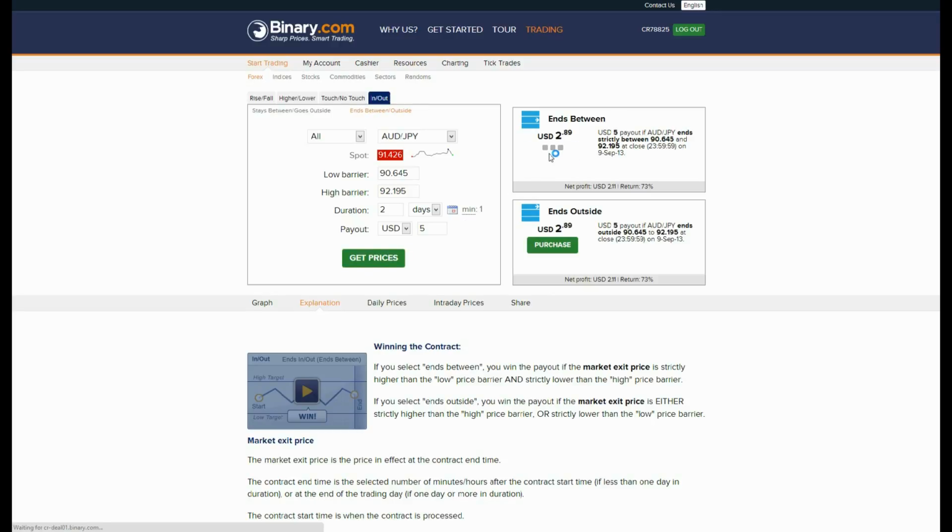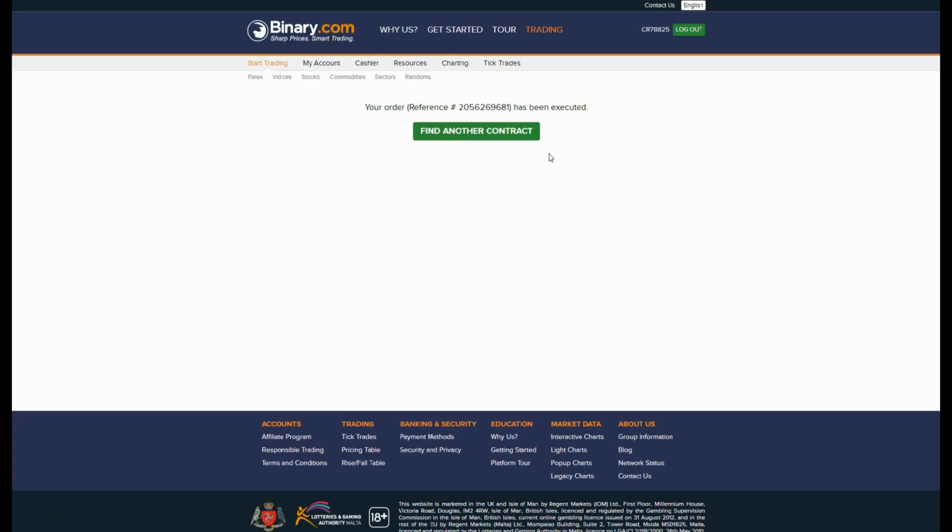This means that if the contract expiry price is between the barriers we selected, then we win. It does not matter whether the price moved outside the barriers at an earlier stage of the contract. The only important price with an ends between or outside trade is the finishing price.